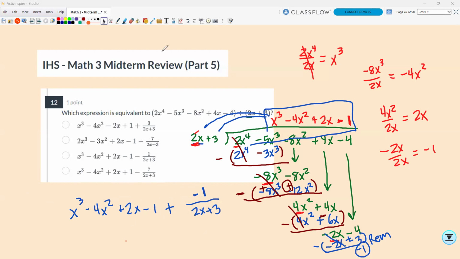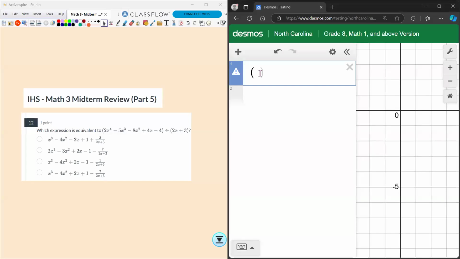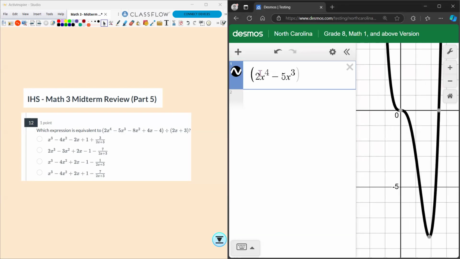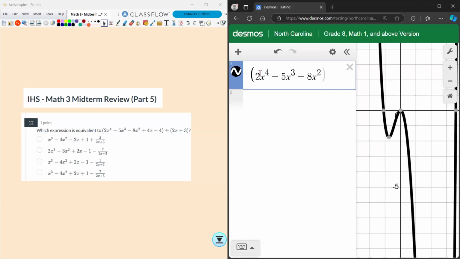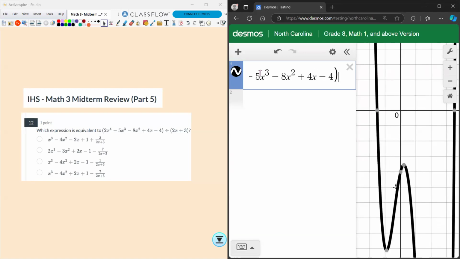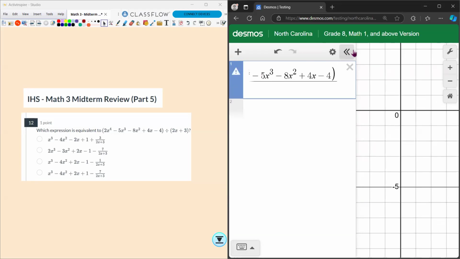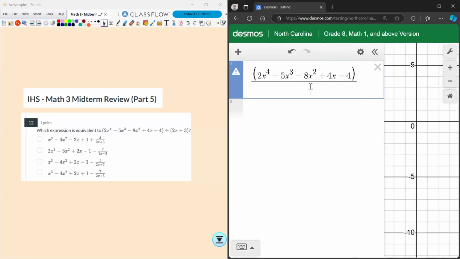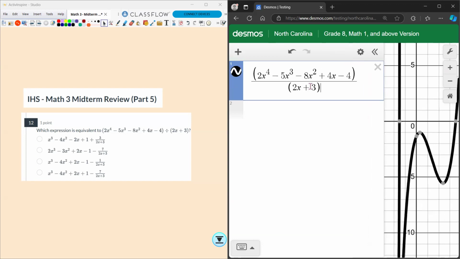Now I'm going to show you on the graph how to do that. If you didn't learn how to do this by hand, or if you don't remember how to do it by hand, don't worry. We'll get you a workaround. So first thing I'm going to have to do is type this all in. So I'll do 2x to the fourth minus 5x cubed minus 8x squared plus 4x minus 4. And that divided by, I'm going to hit that slash. You can see I use parentheses around that, so that's helpful. And then I'll do parentheses 2x plus 3. You don't need the parentheses if you hit the slash first. So we want to find the answer that's going to give you that.